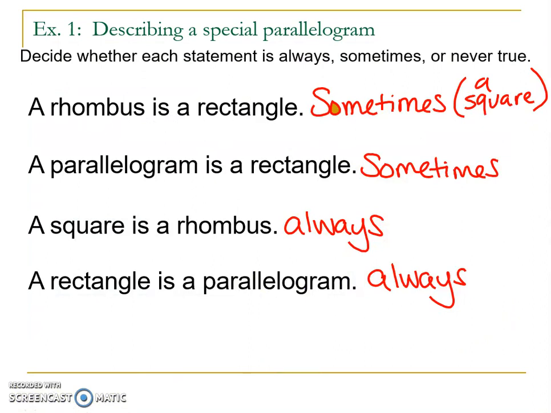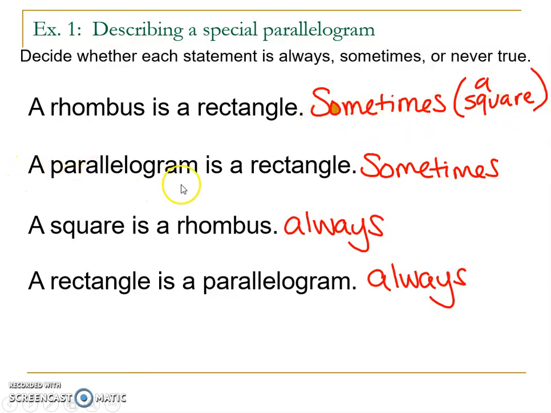Example 1. Describing a special parallelogram. Decide whether each statement is always, sometimes, or never true. A rhombus is a rectangle. Sometimes, because it can be a square. So it's not always, sometimes.